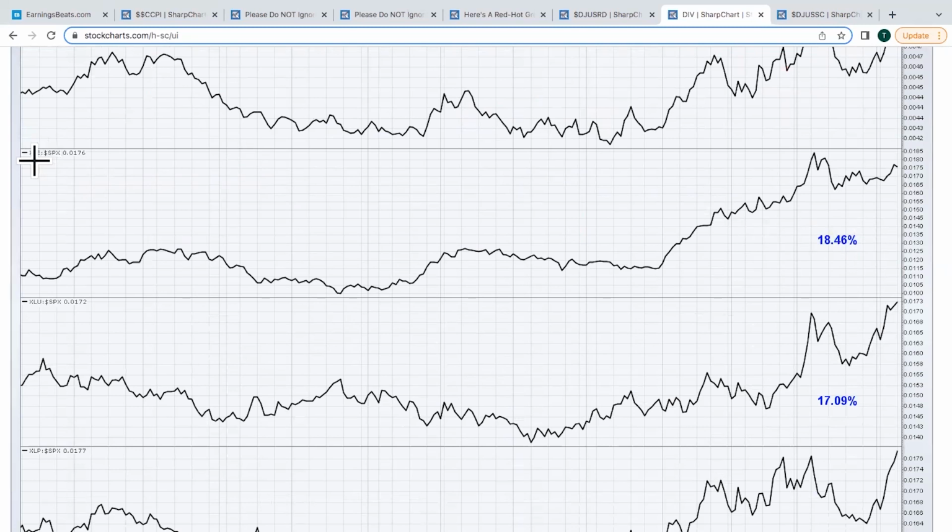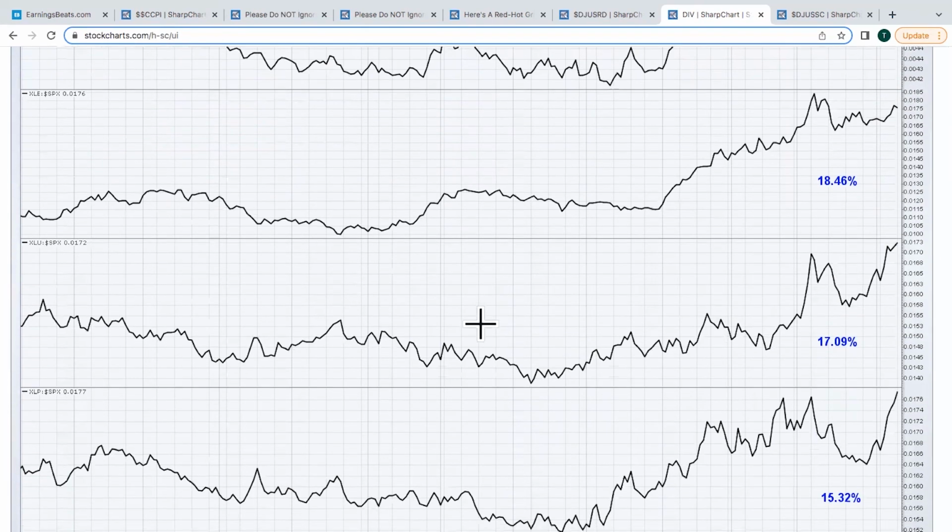18.46% of it is in energy. Energy is outperforming the S&P 500. This isn't rocket science. Next, utilities. Over 17% is in the utility group. Of course, one of the defensive areas. Look at utilities breaking to new highs versus the S&P.